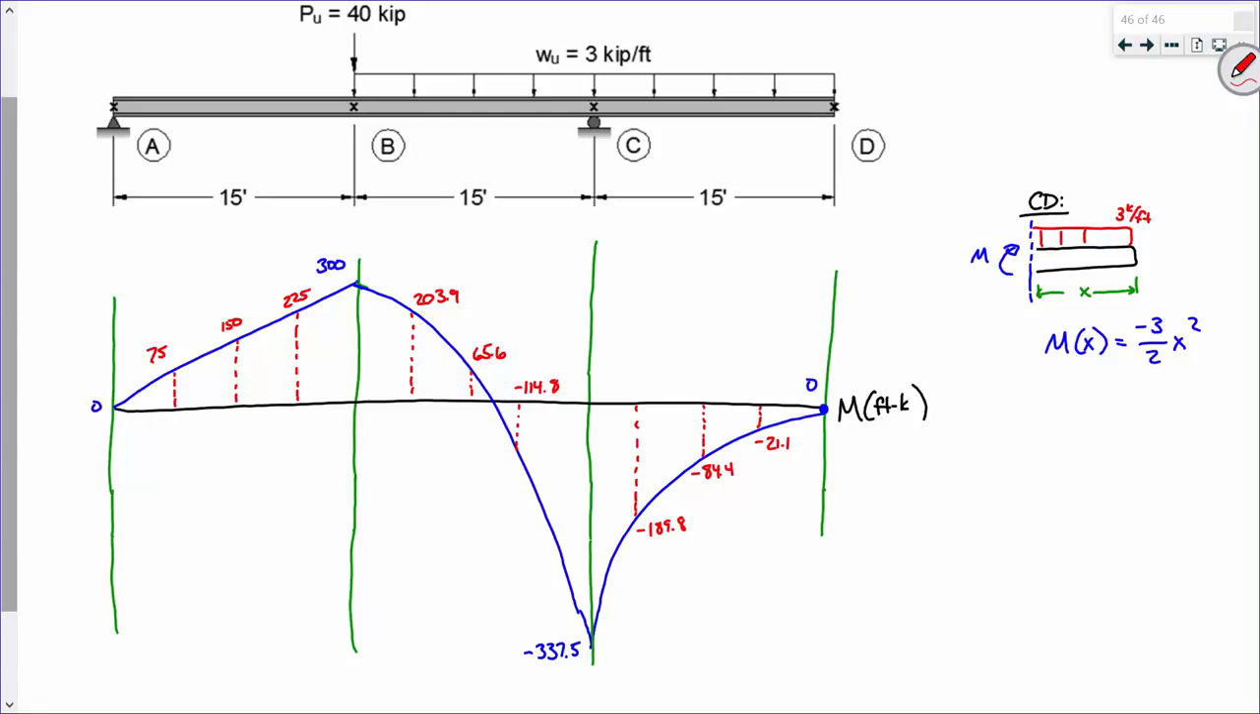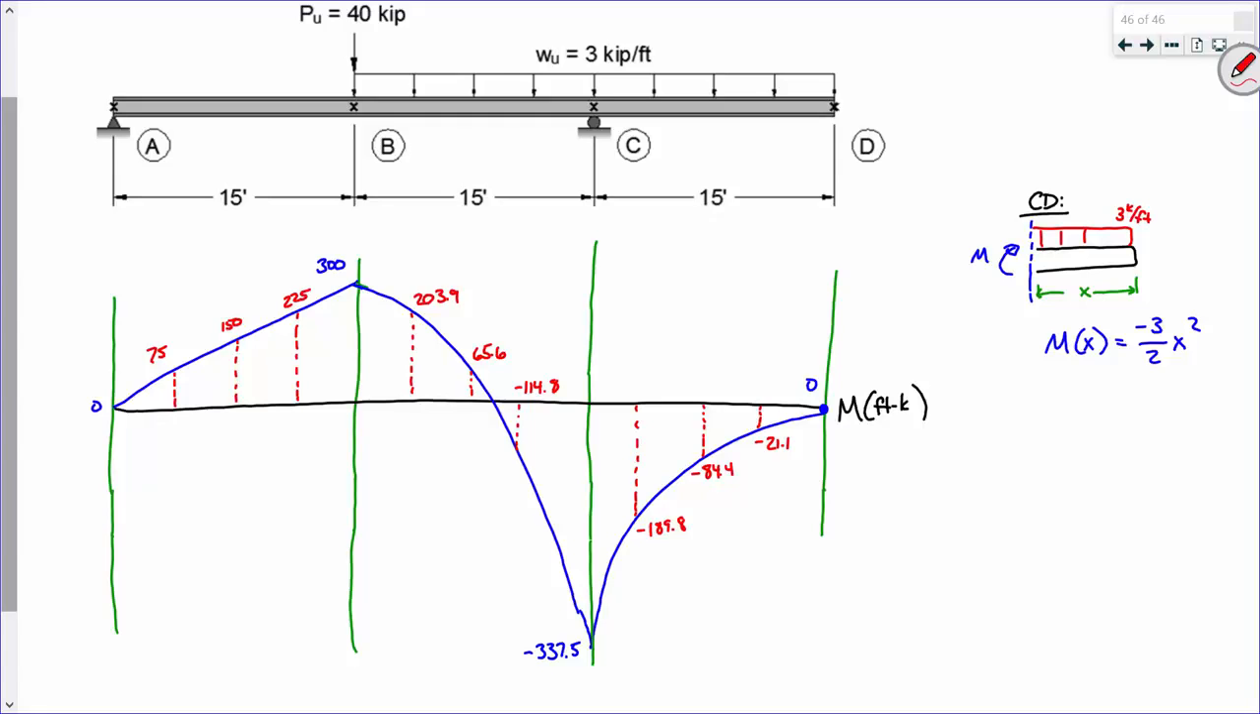Now, we're going to very quickly finish this problem next time, but I do want everybody to follow along with me on a couple things. What is M max for this AB segment? No, right there. That's important. We're not talking about M max for the beam. We're talking about M max for each segment. This is really important. What's M max for this segment? What's M max for this segment? No. All absolute values, 337.5. Okay?